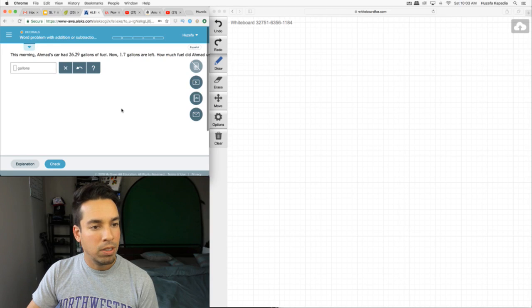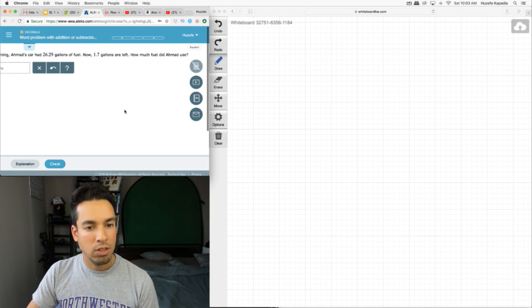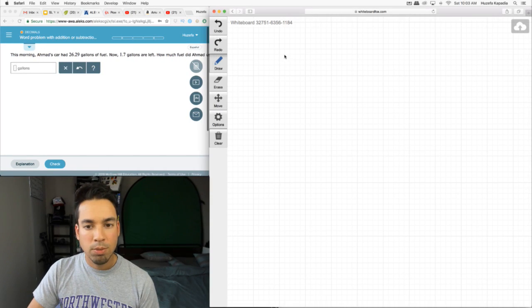This morning, Ahmed's car had 26.29 gallons of fuel. Now 1.7 gallons are left. How much fuel did Ahmed use? So he had 26.29 and now there's only 1.7 left.